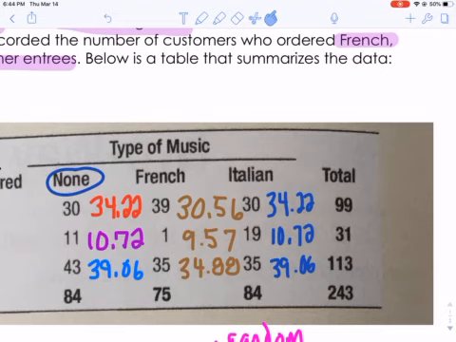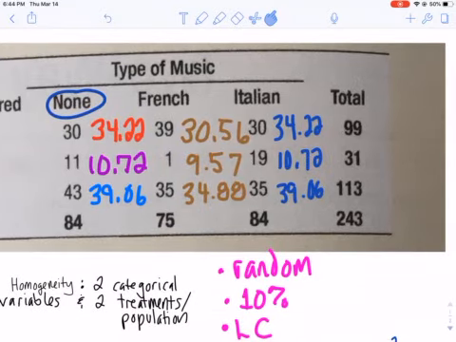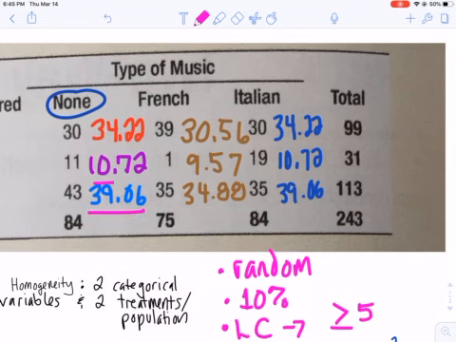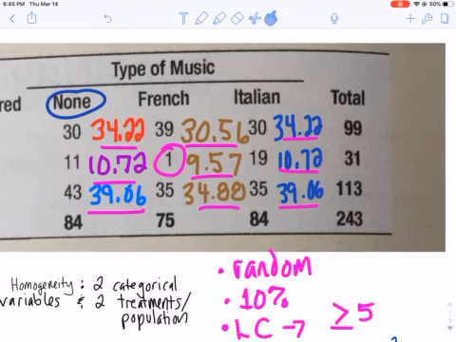However, one that's firmly in place is large counts. You want every category to have greater than or equal to 5. And you'll notice that we meet that here. Every single one of these is greater than or equal to 5. Again, it's based on expected, not observed. It's okay, because if you'll notice, we have an observed here of 1. That's fine, because we expected 9.57.